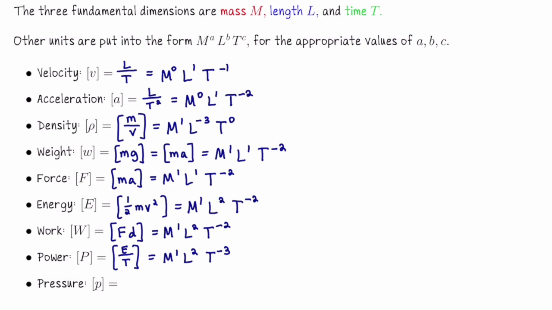Pressure is like force per unit area. So we'll take force and divide it by area. Force was m to the 1, L to the 1, T to the negative 2. Just like volume is L cubed, area is L squared. So when we take this and divide it by L squared, we'll end up with m to the 1, L to the negative 1, T to the negative 2.